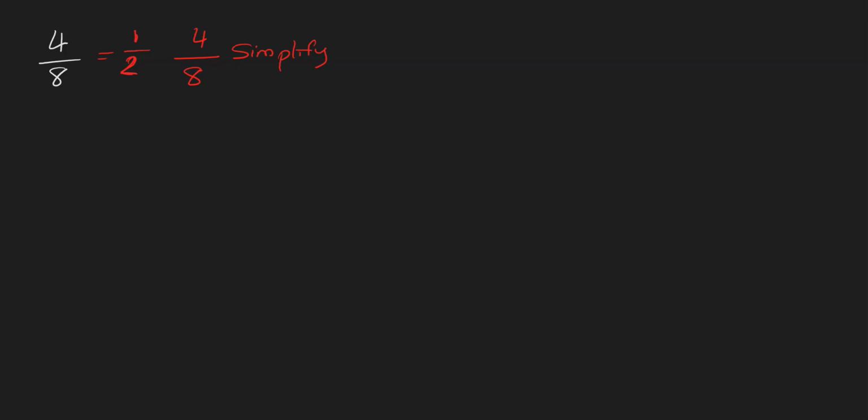So we know that 4 is equal to 2 times 2. And 8 is equal to 4 times 2. And all we could do is we can find there's a 2 on top and a 2 down the bottom. We can cancel it out. So we're left with 2 over 4.